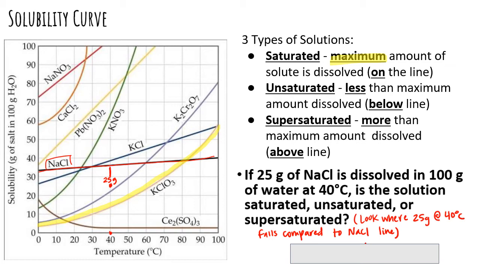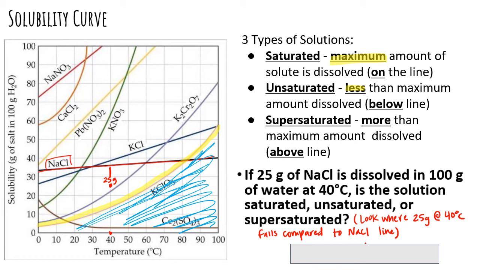Our next term is unsaturated. So just like the name suggests, it's not fully saturated yet, so there's less than the maximum. So that's going to be anywhere below the line. So if, again, we're talking about potassium chlorate, then any amount below the line for potassium chlorate is going to be considered unsaturated.